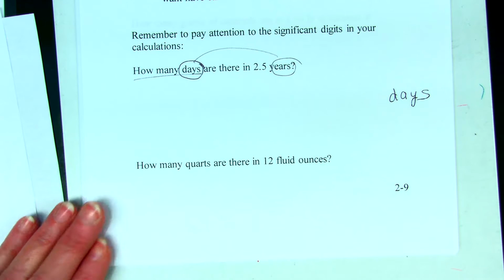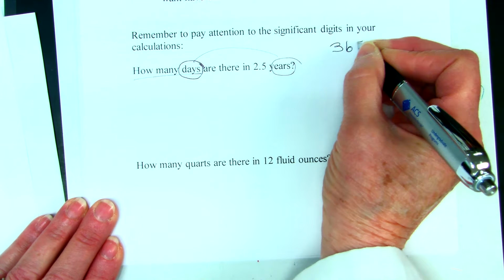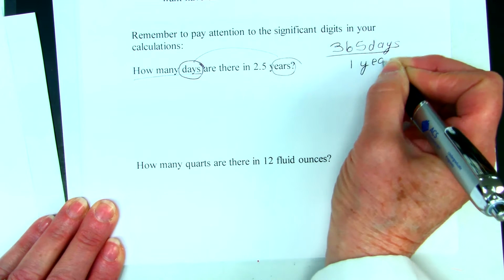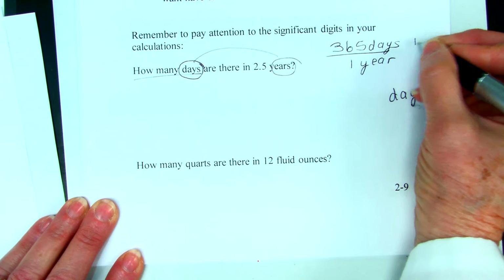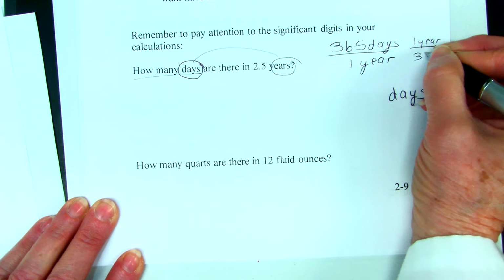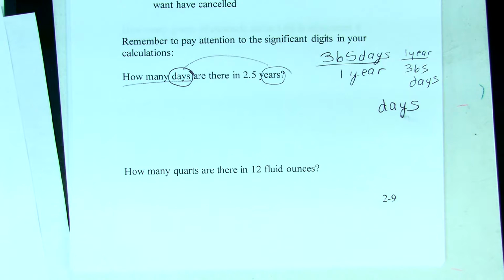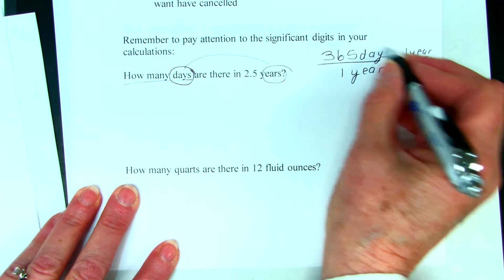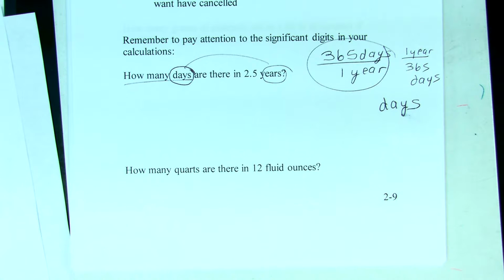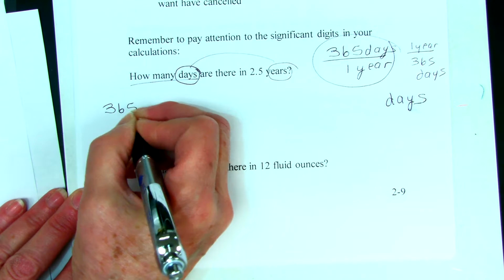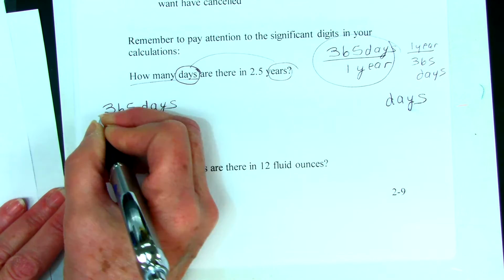365 most years, right? So 365 days is equal to 1 year. Or I could also write down 1 year is 365 days. Now, when I read this problem again, I want my answer in days. That's what I wrote down here. So days has to be on top. So which one of these is going to do the job? The one on the left. So now, if I just write that down, 365 days is 1 year.